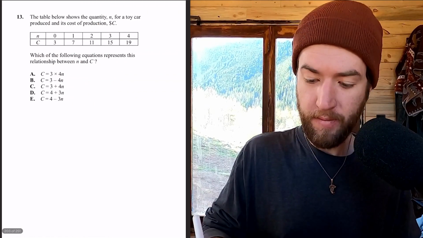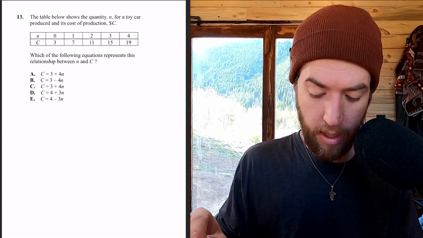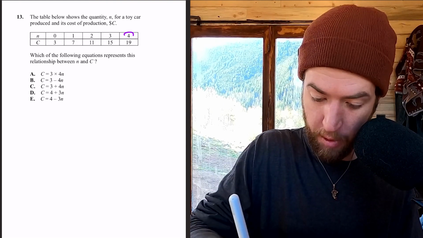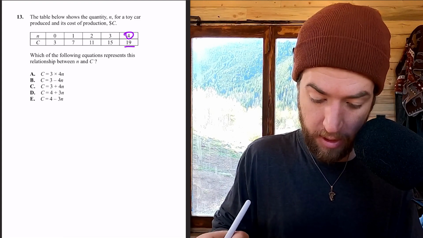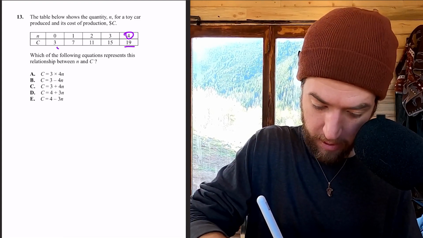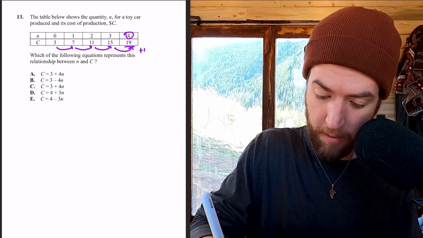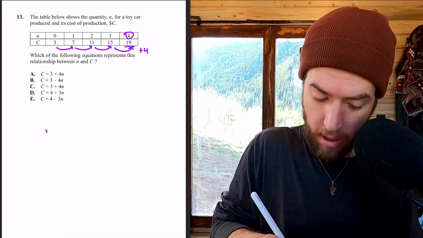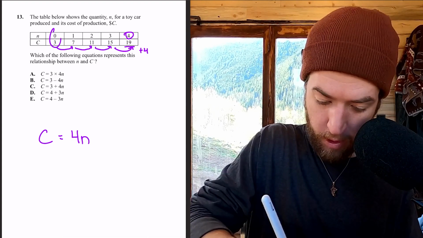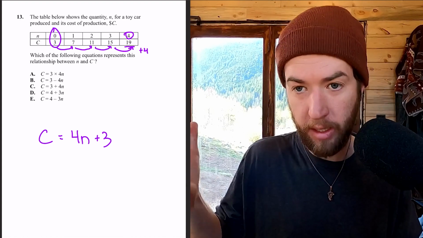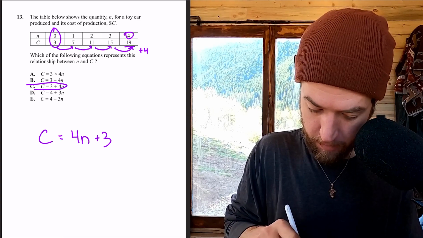Let's go. All right, the table below shows the quantity N for a toy car produced and its cost of production C. Okay, so if you produce 4 cars, for example, it costs $19 to produce 4. Which of the following equations represents this relationship between N and C? Okay, so looking for an arithmetic pattern to start here, that's plus 4, plus 4, plus 4, always easy. Arithmetic is kind of my first pattern I look for. So basically, our cost goes up by 4 times whatever our quantity is, plus this initial starting condition of 3, which is like cost of machinery. So 4n plus 3. 4n plus 3. Answer C.